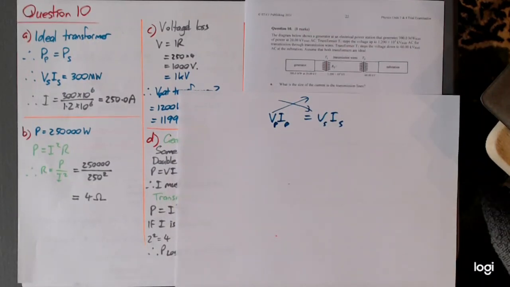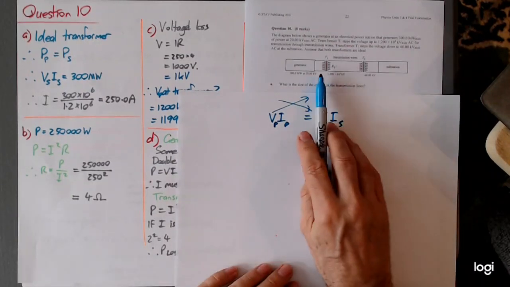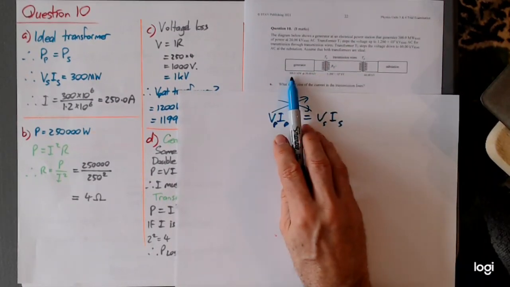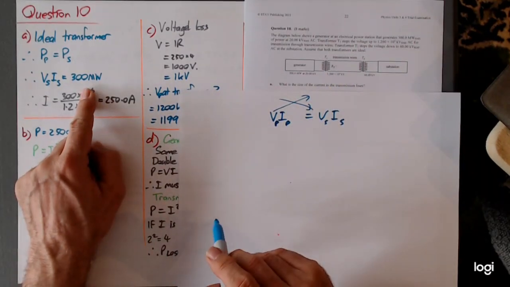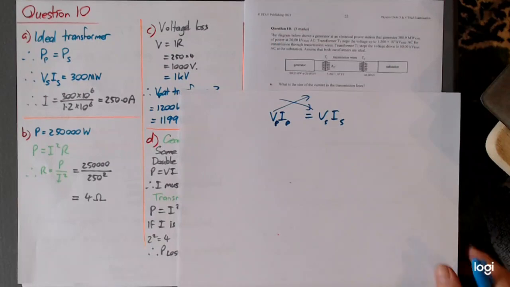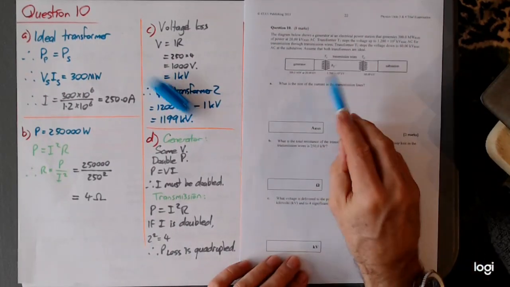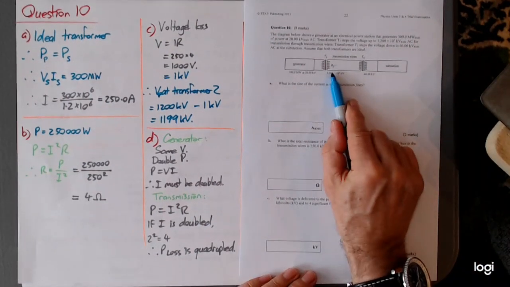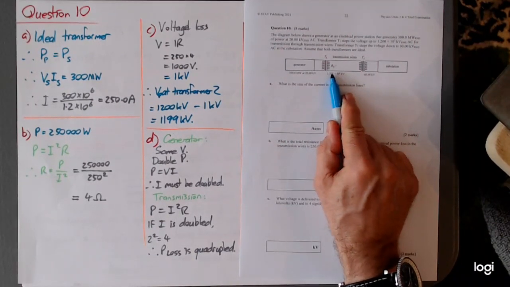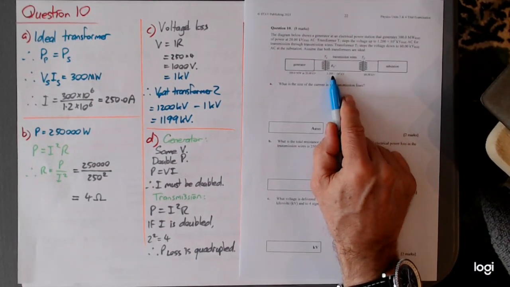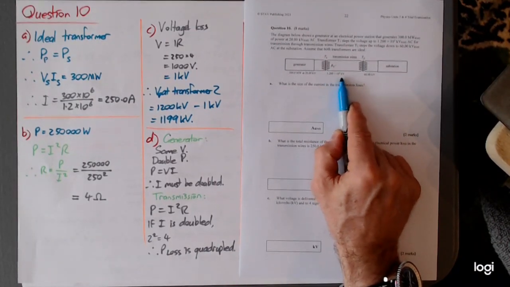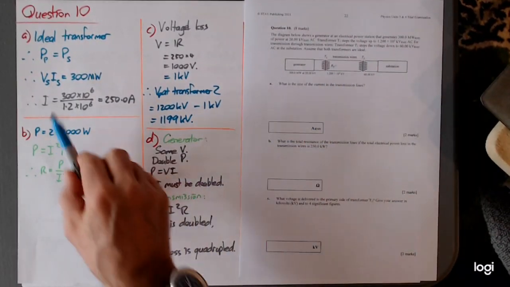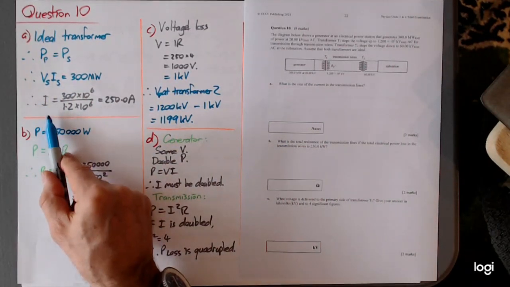All right. So at the moment, we know that the voltage times the current on this side equals 300 megawatts. So the voltage times the current on the other side is also going to equal 300 megawatts. That's what I've got over here. So on the secondary side of transformer 1, you know that the power is 300 megawatts. You know that the voltage is that many volts, and you just use P equals VI to find out what the I is.